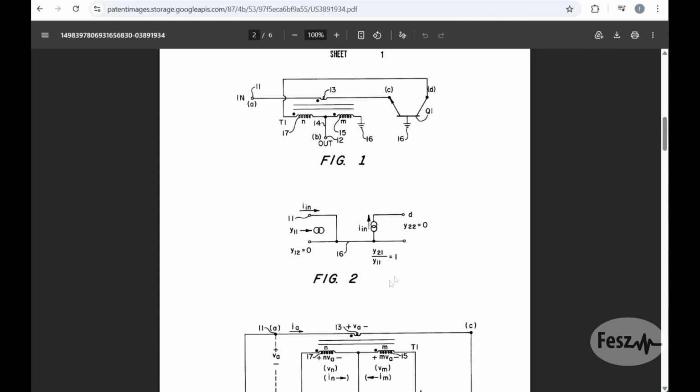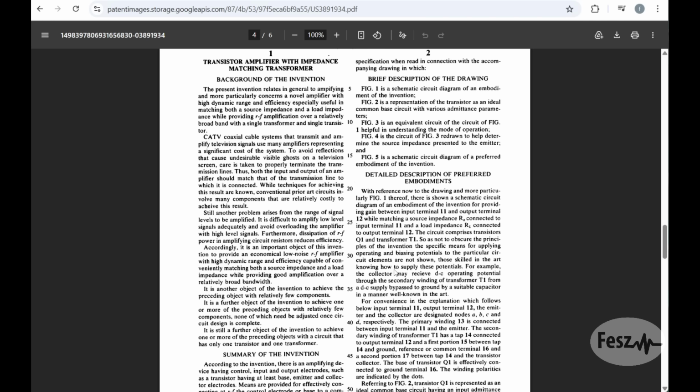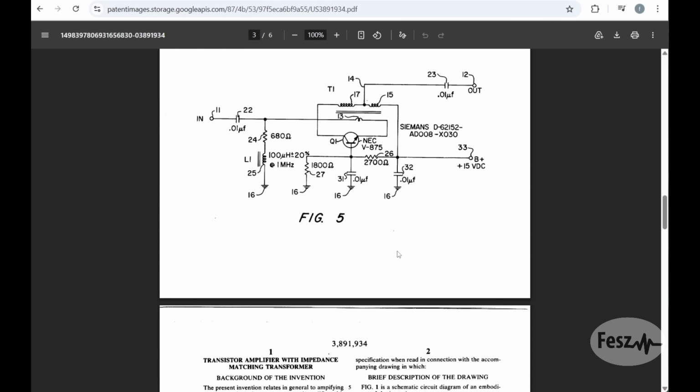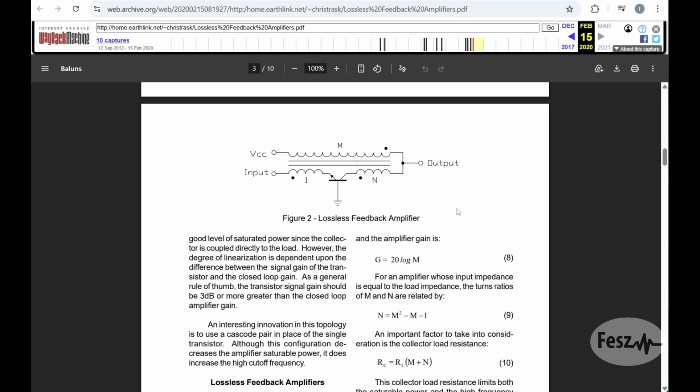The patent describes the operation of the circuit as well as the various formulas needed for the design. But long story short, the amplifier is built around a common base configured transistor and a three winding transformer used to link the emitter circuit with the collector circuit. I also found this great paper by Chris Trask that goes into the details of lossless feedback amplifiers, though sadly this page is only available on the Wayback Machine. Anyway, this is also a paper that describes the operation of this amplifier and how it can be enhanced.